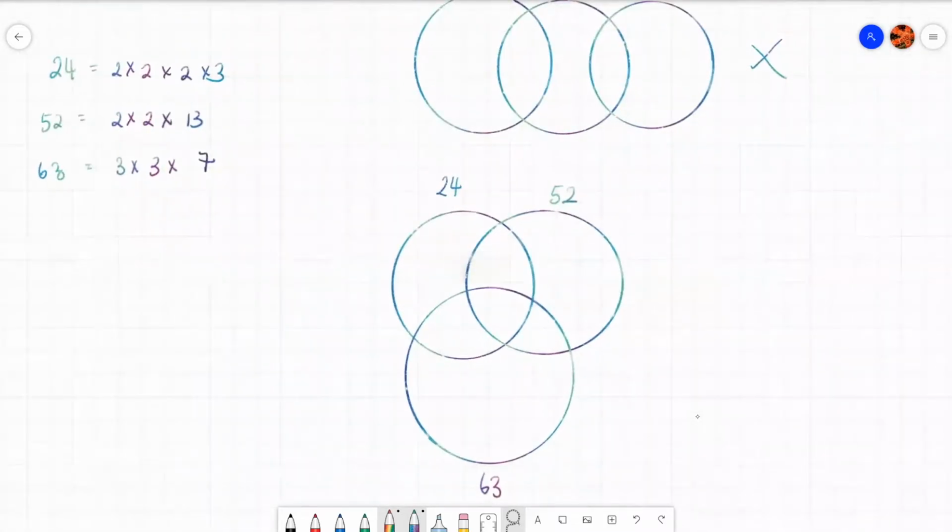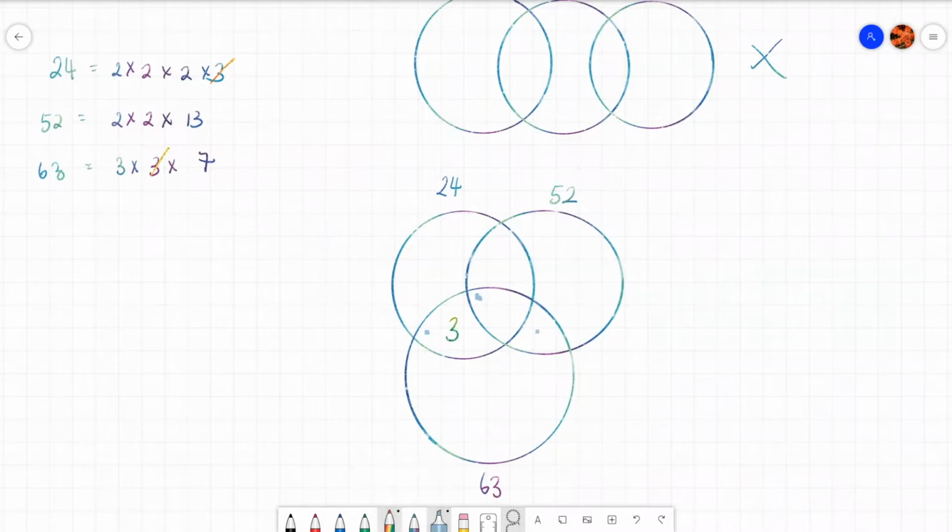In here is all the numbers that are in common to all 3. Do they have anything that's in common to all 3? They don't, do they? That doesn't have a number 2, that doesn't have a number 3, nothing. So nothing goes in the middle. However, in this box here, it's the numbers that are the same in 24 and 63. So that's a number 3. So I'm going to put a number 3 here. Anything else that's the same in them? Nope.